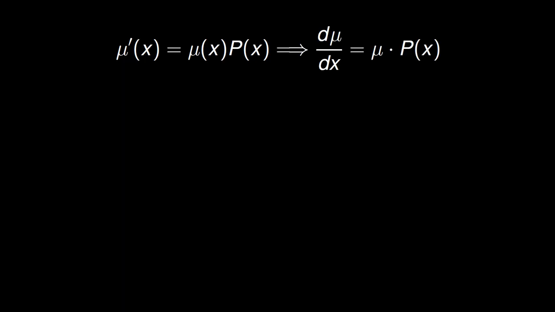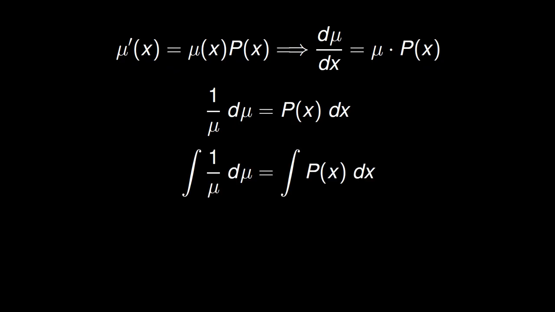So it turns out then that if mu prime is equal to mu times p of x, this is actually a separable differential equation. If I write this in our Leibniz notation for the derivative, and notice I've suppressed the mu of x, I've just written it as mu on the right-hand side, then I can separate the variables. I have 1 over mu d mu is equal to p of x dx. And what do we do with a separable differential equation once we have separated the variables? We integrate both sides. The integral on the left-hand side is just the natural log of the absolute value of mu, and on the right-hand side, we just have the integral of p of x.